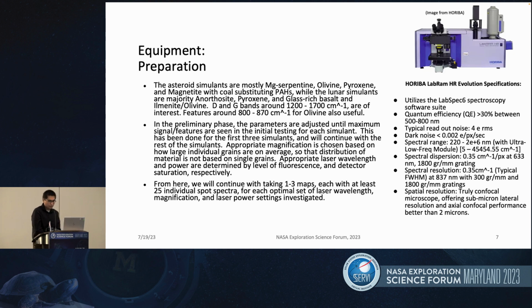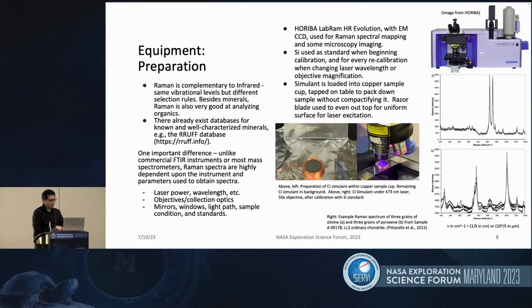Once we have a better understanding of which parameters allow for the best spectra, we continue by taking several maps, each with at least 25 individual spectra, for an optimal set of laser wavelength, magnification, and power settings that are found.